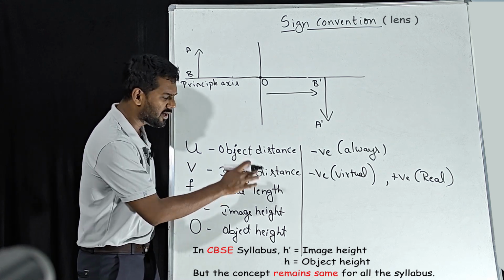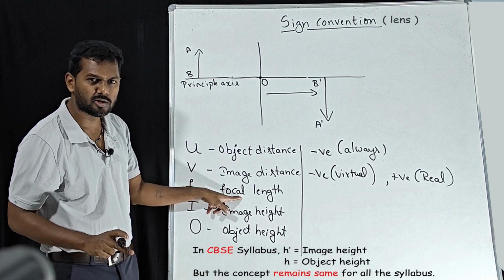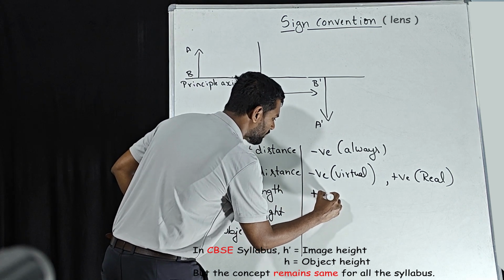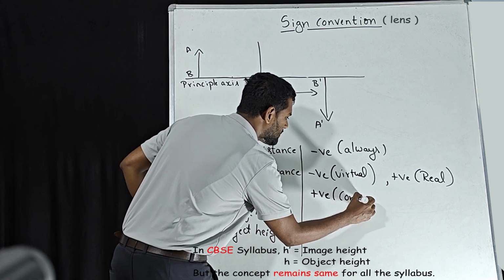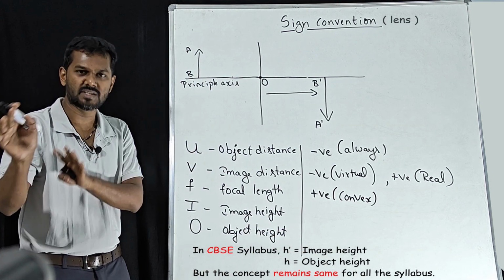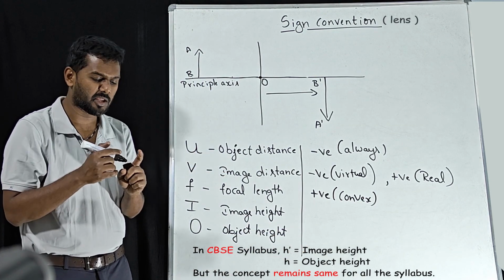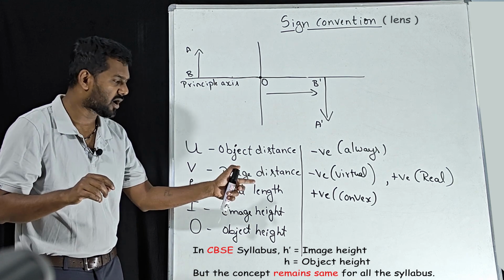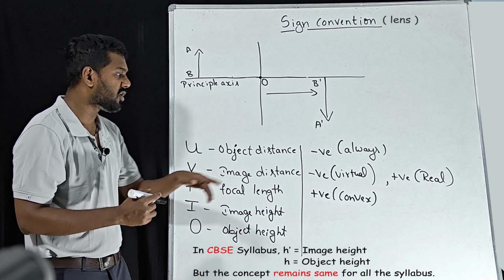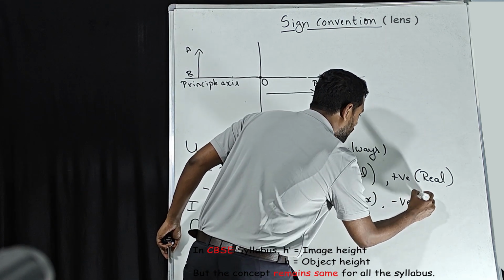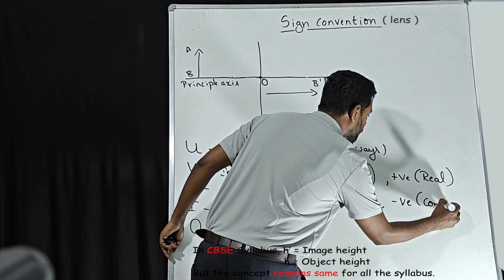Next, focal length. I told you I'm going to conclude it with the lens. It is positive whenever they say convex lens or converging lens. Sometimes instead of convex lens, they'll use converging lens. For convex or converging lens, it is always positive, and it is negative for concave.